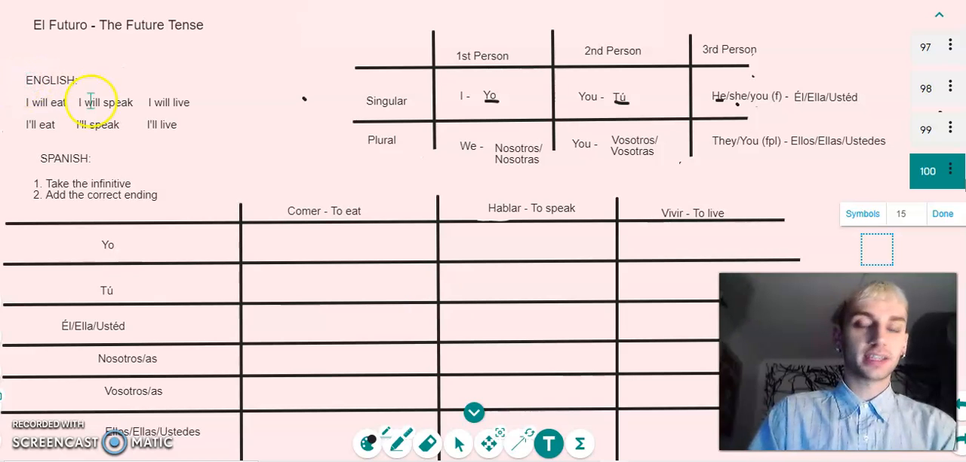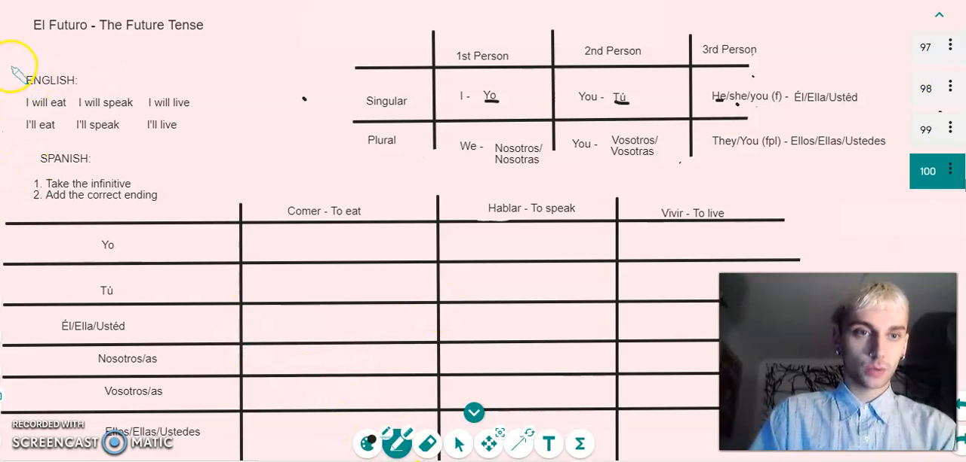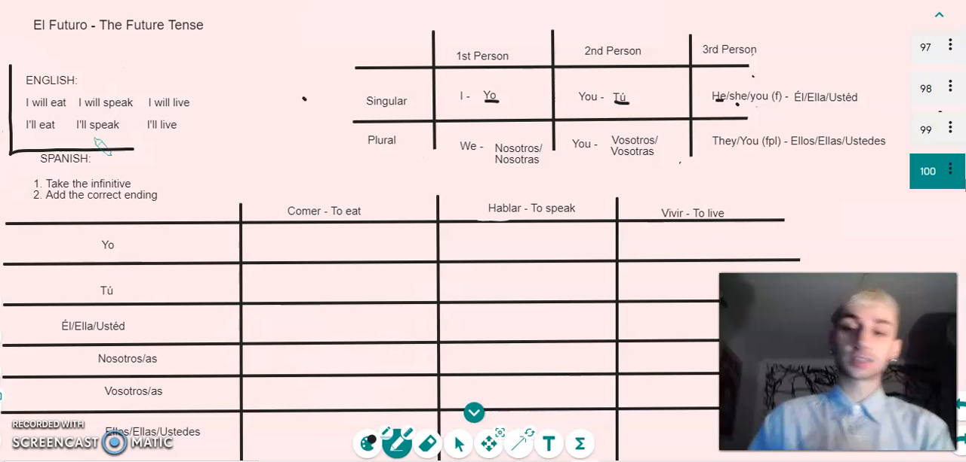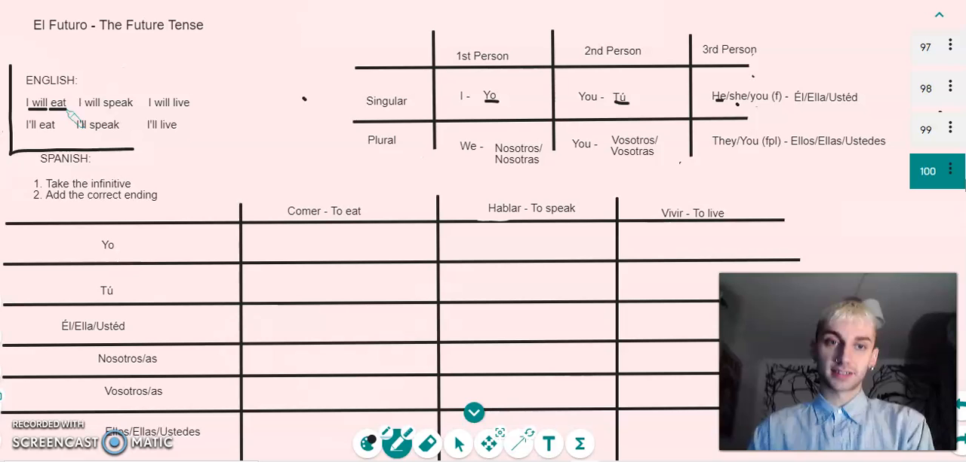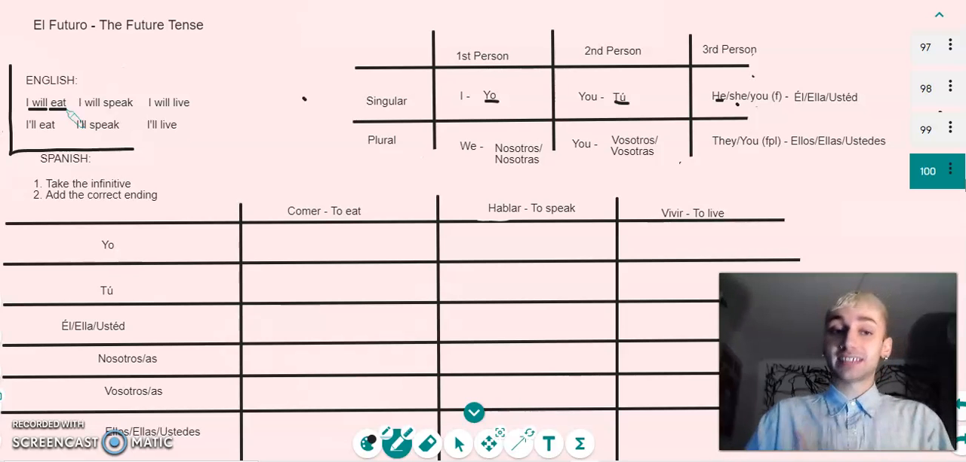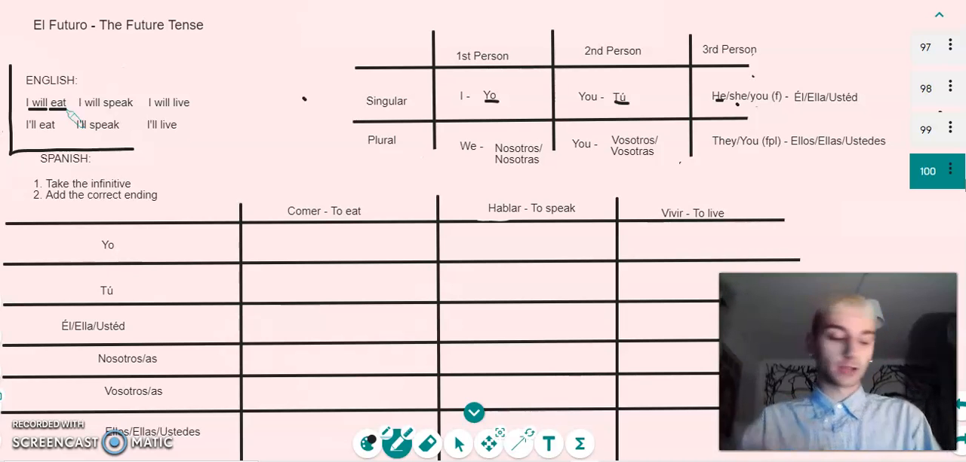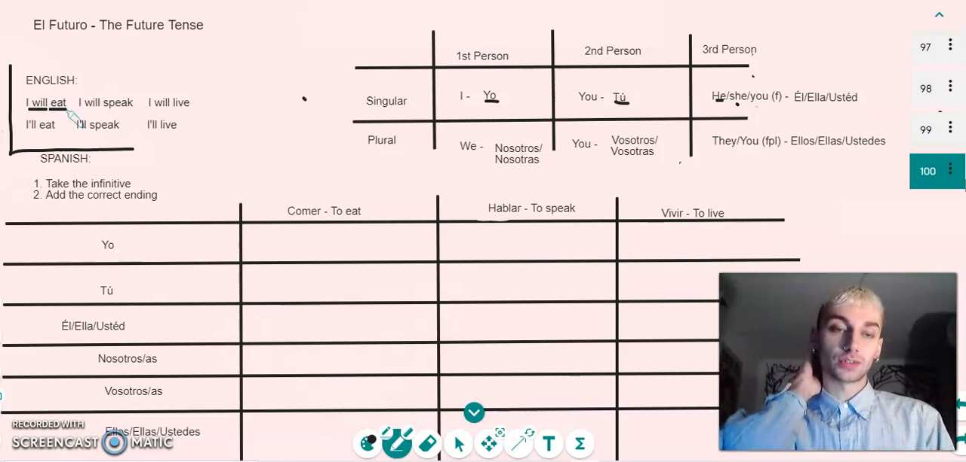As we can see, we have a few examples of the future tense here in English. To express this future tense in English, we usually use this magic little word, will, followed by a verb. In this case, we have eat. I will eat. For example, you could say, I will eat a croissant for breakfast tomorrow. The act of eating has not yet happened, but it will happen at a later date, tomorrow. So that's an example of the future tense.